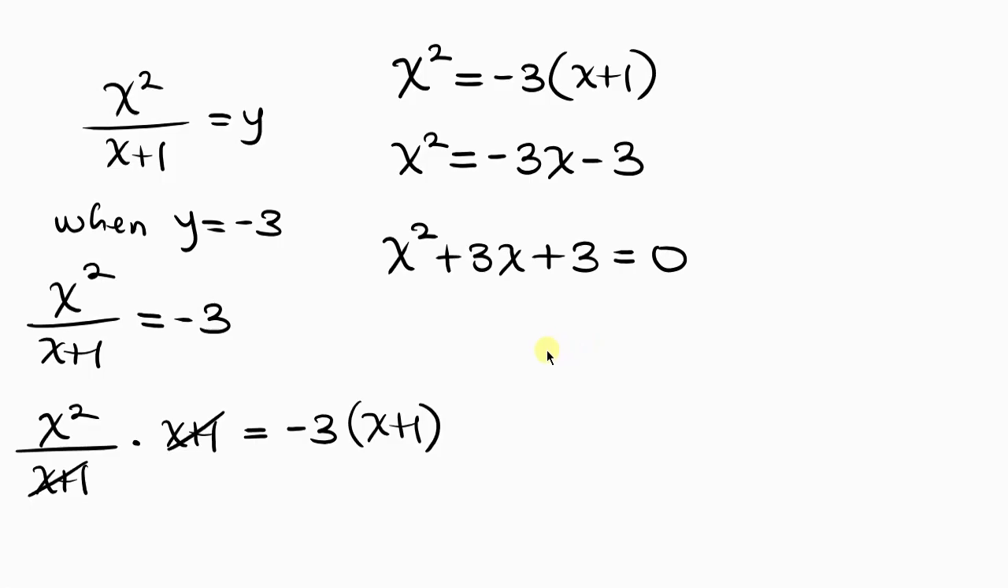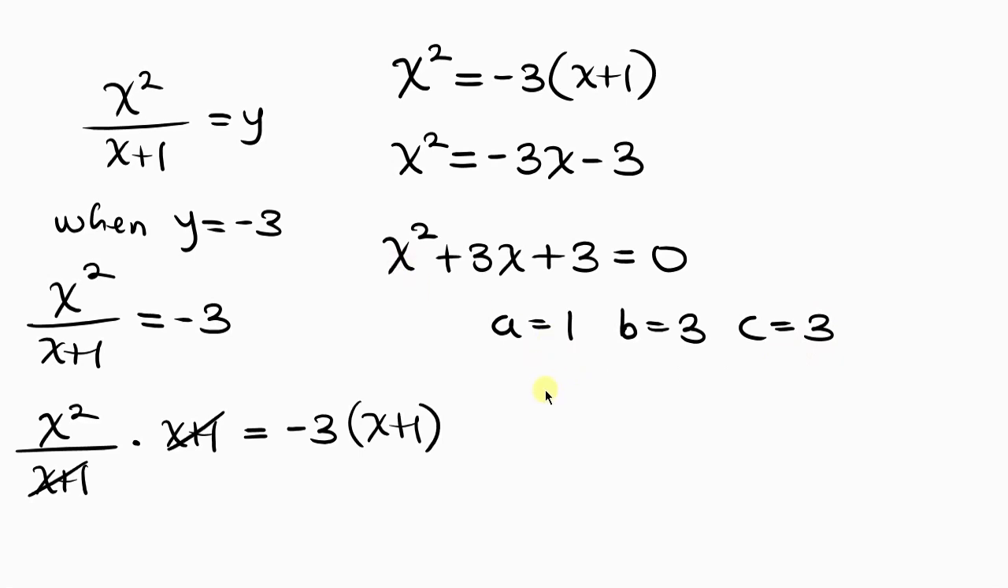So this is a quadratic equation that cannot be factorized. So we're going to be using the quadratic formula to solve this. Here, a is the coefficient of x squared, and that's 1. b is the coefficient of x, and that's 3. And c is the constant term, 3.